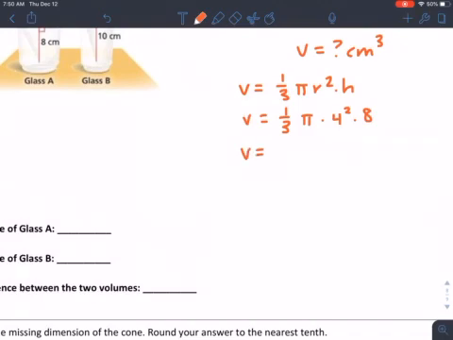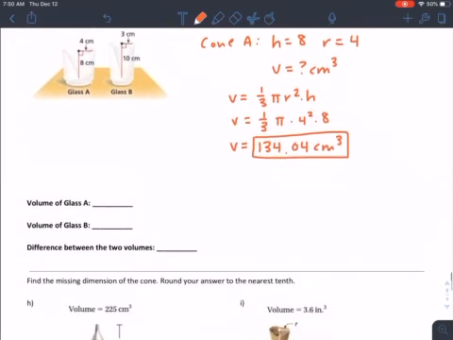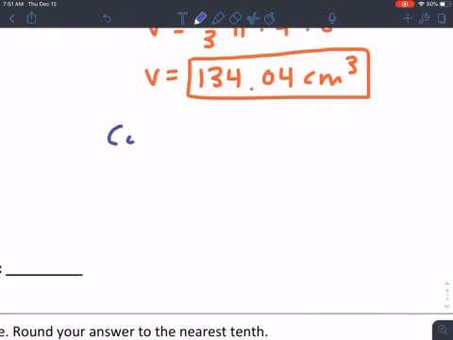So 1/3 times pi times 4 squared times 8. Hitting the little arrows on my calculator, I got 134.04 centimeters cubed, because it's volume. So that's the volume of cone A, the cone inside glass A. Then we have to figure out the volume of cone B, so I'll do that in a different color. Cone B.